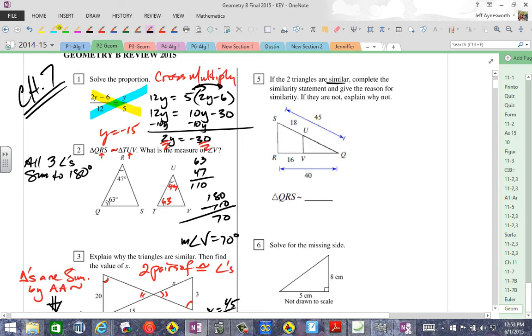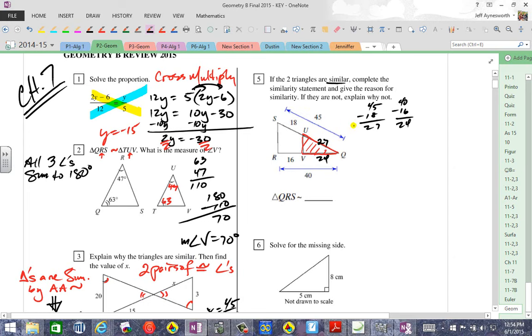Okay, so first of all, I've got a little triangle, this one right here, inside a bigger one, okay, SQR. So UQV, let's see if it's similar to SQR, okay, small to big. So again, we've got a small one and then a bigger one. So let's get some side lengths. Okay, now 45 minus 18, that's 27, so this is length 27. I know that 40 take away 16 is 24, so this is 24. So I get my sides.